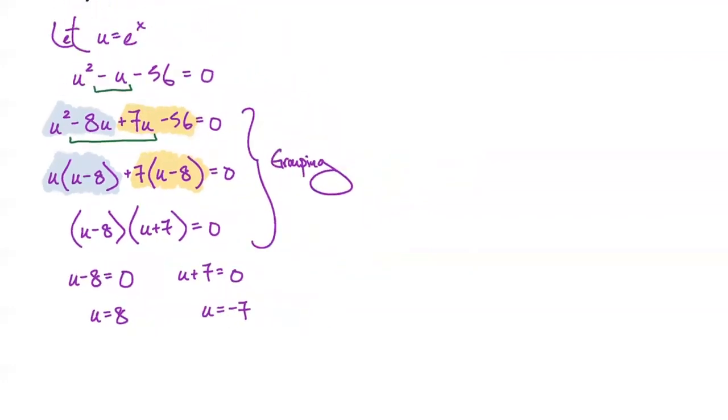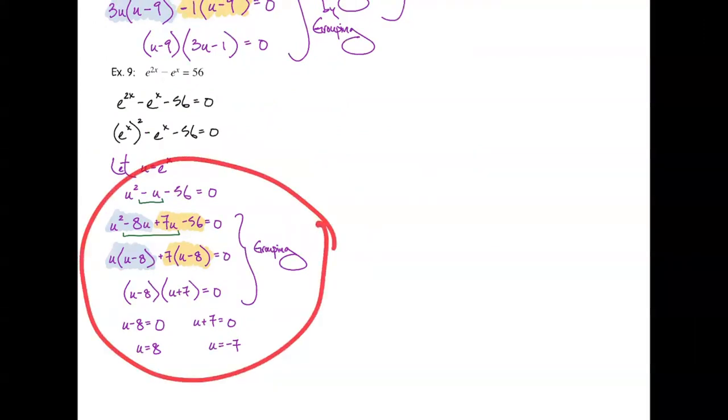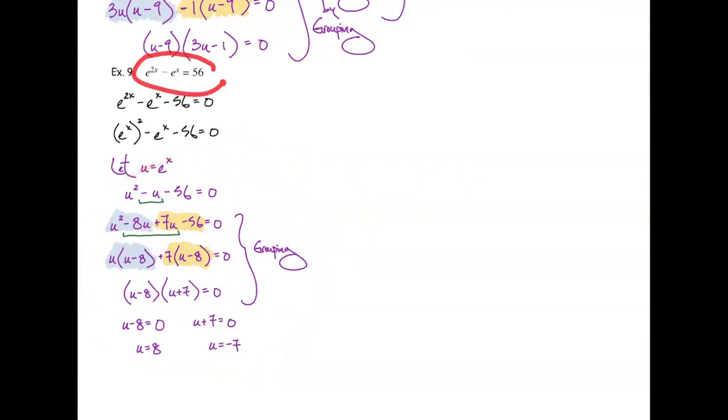Now, if you stop here when you put a box around those and you're like, great, u equals 8, u equals -7, I would be so sad for you because you just solved a different problem, right? But the question said, find x. You found u. So you're almost there, but we got to finish off the problem.